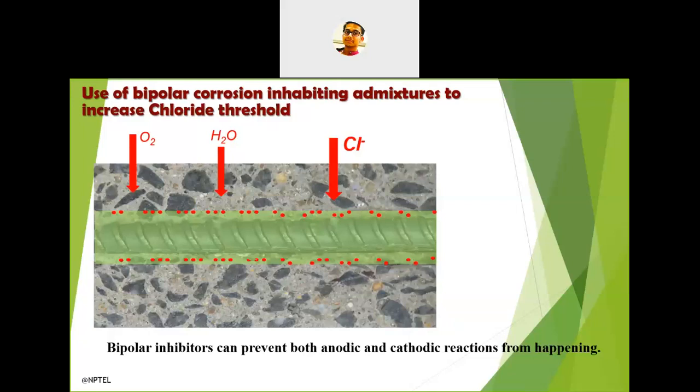You can see the green layer around the reinforcing bar. This is nothing but the passive film. When you add corrosion inhibitors, it protects the passive film and makes it somewhat thicker and stronger. By which it resists the entry of chlorides as well as the entry of carbon dioxide, and it helps the reinforcing system to be preserved.